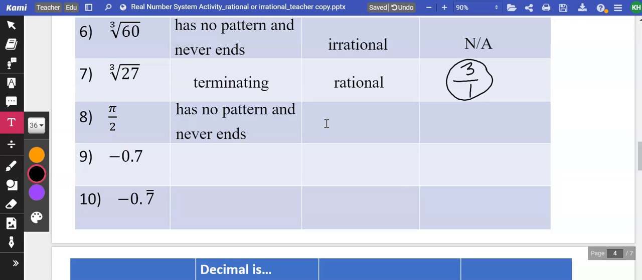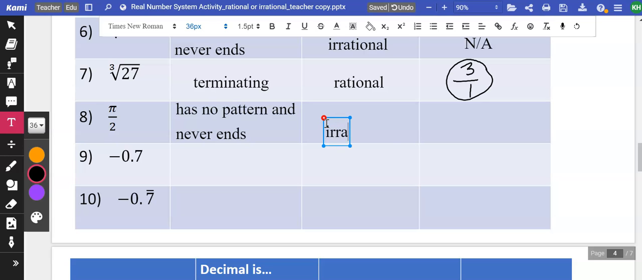It's an irrational number. And since it's an irrational number, we cannot write it as a fraction. So there's nothing to put in that column. All right, moving on to number 9.